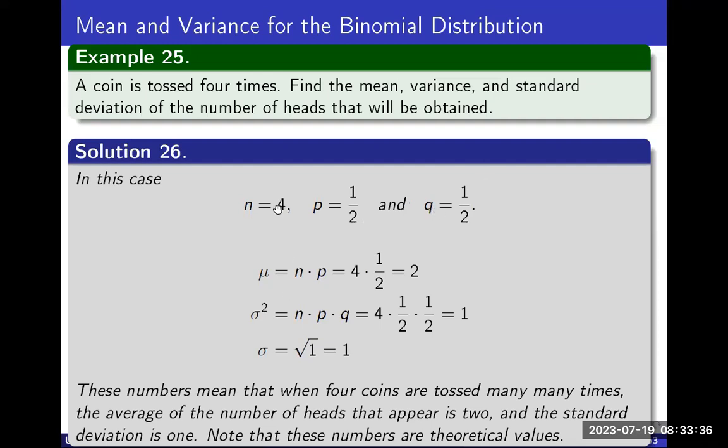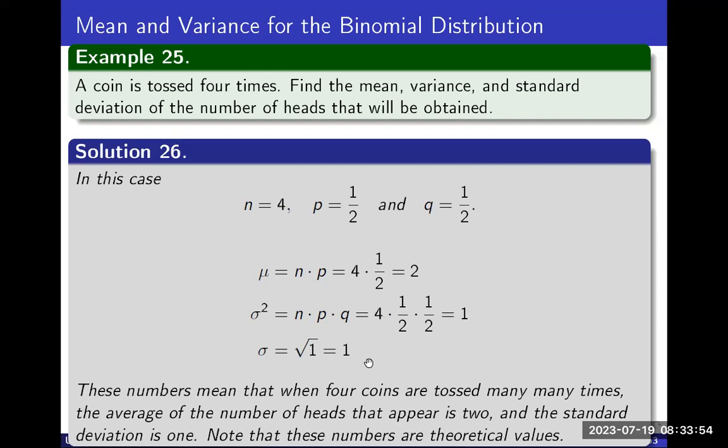So the mean is just n times p. See, much simpler. You get 2. The variance is npq, so 4 times half times half, which is 1. And so the standard deviation is also 1. All right. So what do these numbers mean?